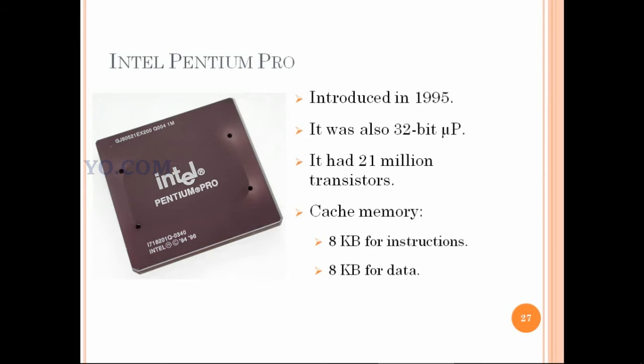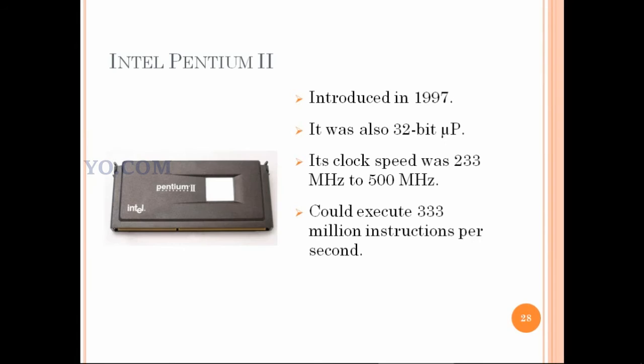The next microprocessor is the Pentium Pro. Pentium Pro was released in 1995. This microprocessor is also a 32-bit microprocessor. It has 21 million transistors inside. It has two cache memories, one cache memory for instructions and another cache memory for data. Separate cache memories can increase the speed of operation. This microprocessor can execute millions of instructions per second.